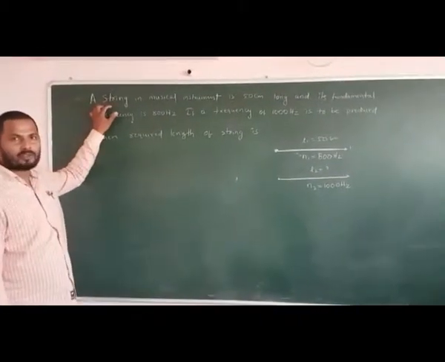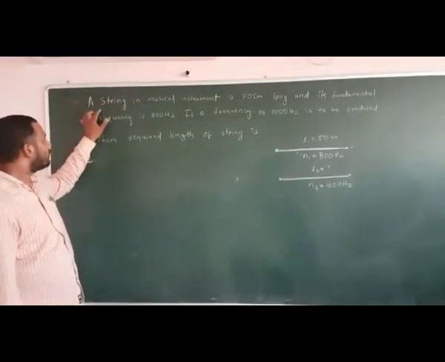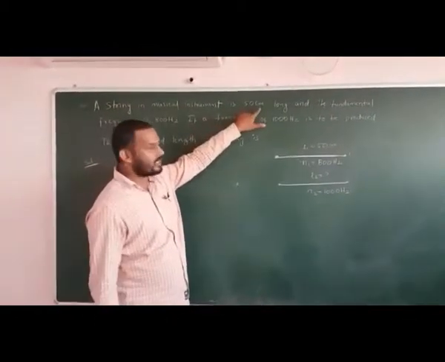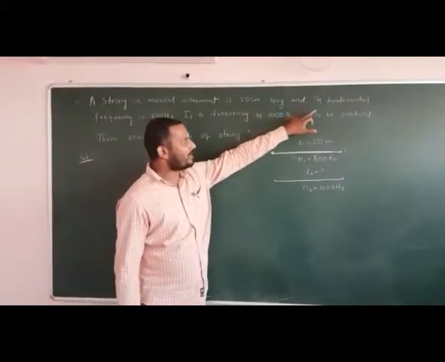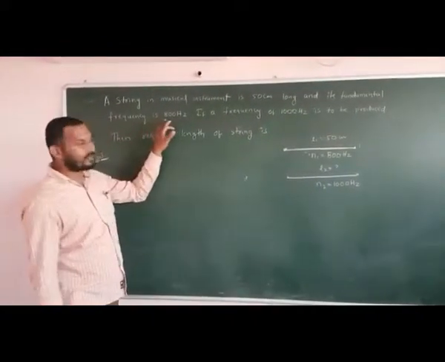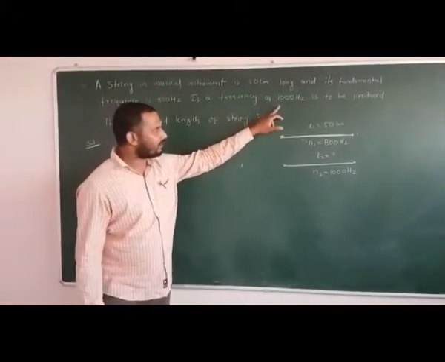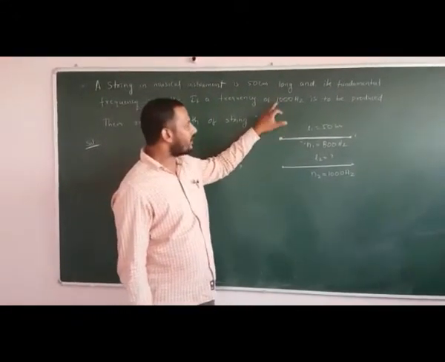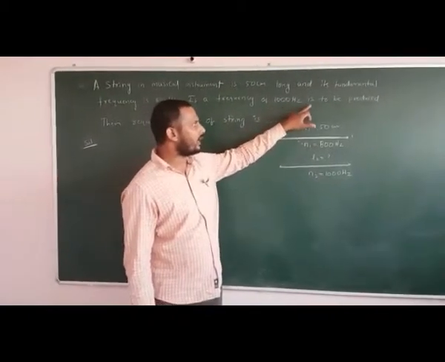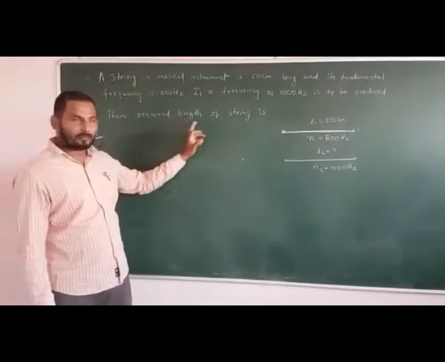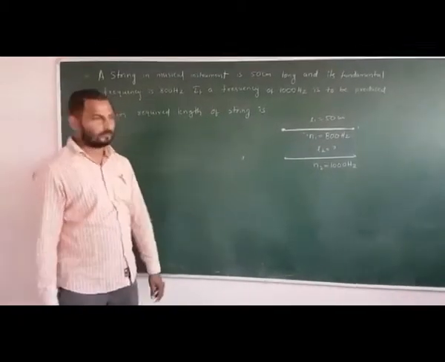Problem given in waves and oscillations. A string in a musical instrument is 50 centimeters long and its fundamental frequency is 800 Hz. If a frequency of 1000 Hz is to be produced in a second wire, then what is the required length of the string?